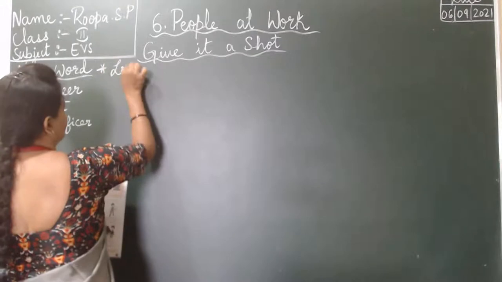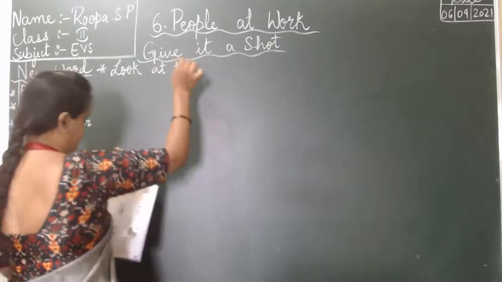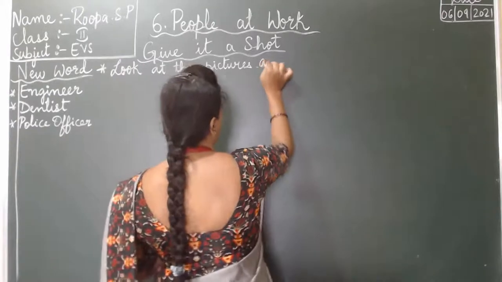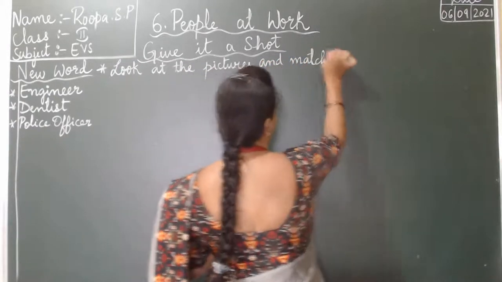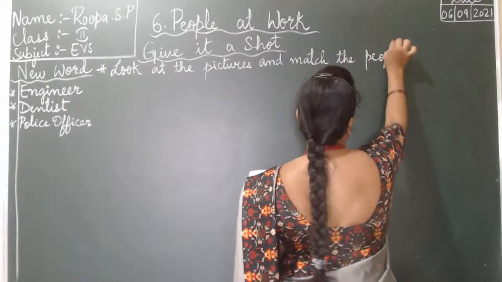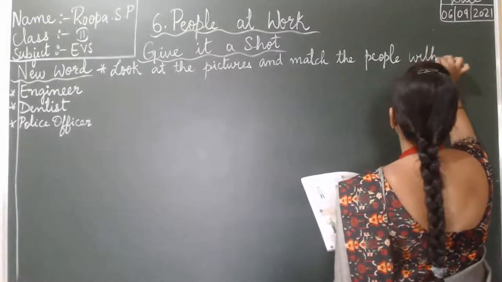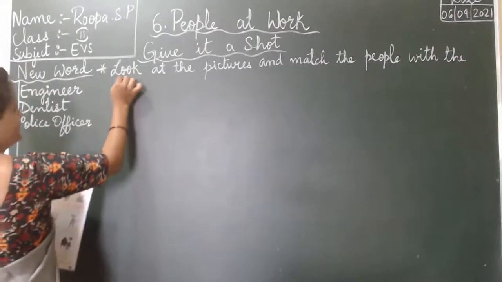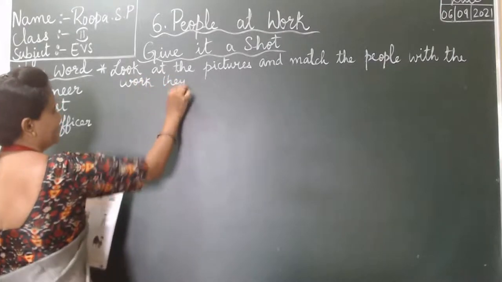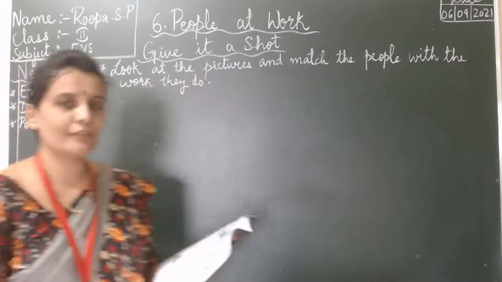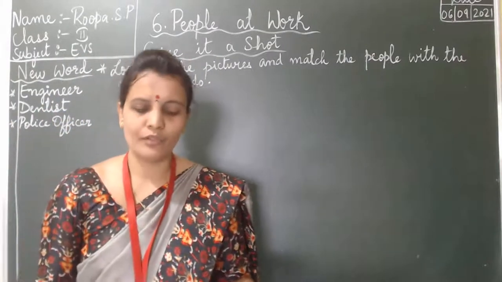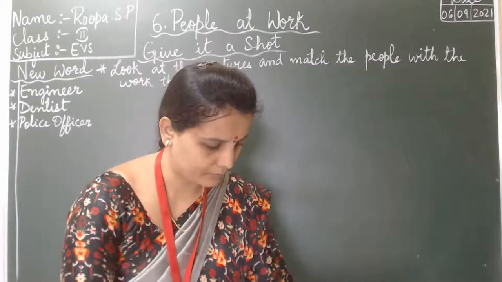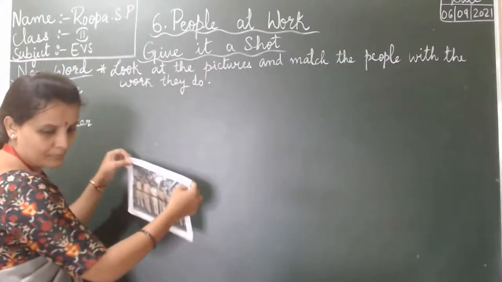Look at the pictures and match the people with the work they do. Can you see in your book there are four pictures? So what you have to do now? You have to match those pictures with the names. First is policeman. So the first picture is policeman.